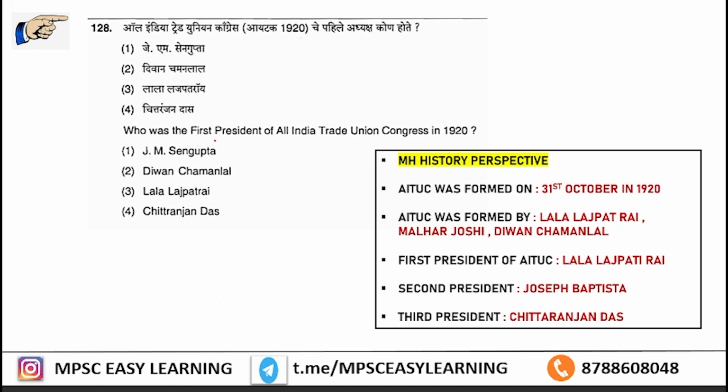Next one. Who was the first president of ITUC? What is the full form of ITUC? It is All India Trade Union Congress in 1920. J.M. Sengupta, Diwan Chaman Lal, Lala Lajpat Rai, Chittaranjan Das. यहाँ आपका जवाब है Lala Lajpat Rai was the first president of ITUC.